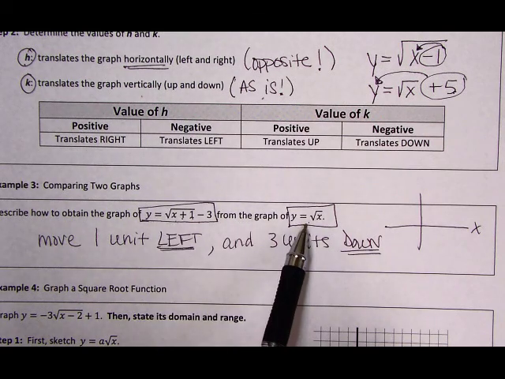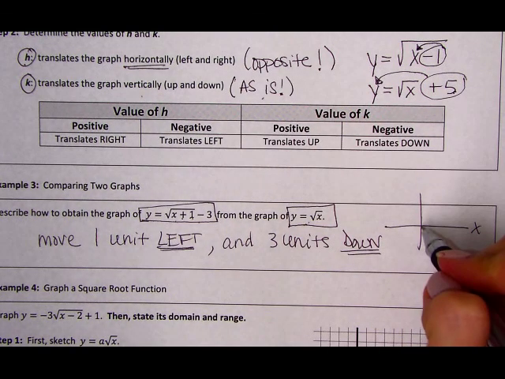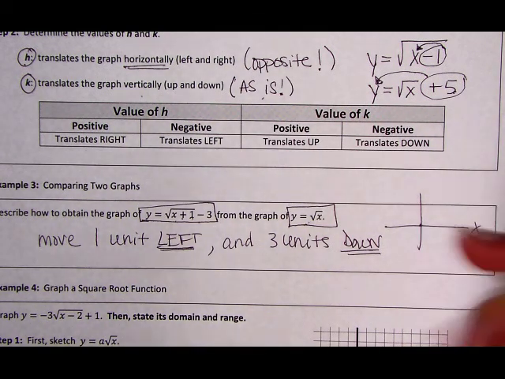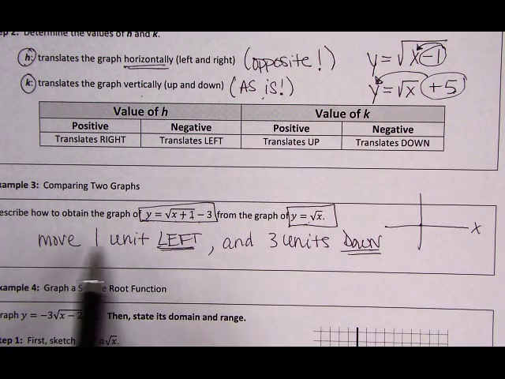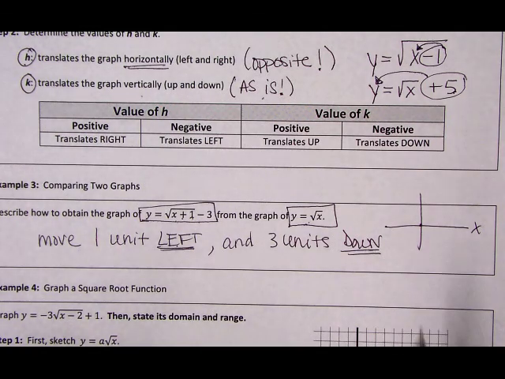So my original graph, which would probably start at 0, 0 as one of my points, is going to move all my points 1 unit left and 3 units down for its new graph.